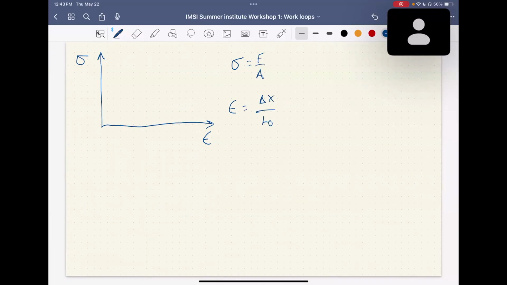And so in this case, if we have stress times strain integrated together, we would get a force over an area times a delta X over L naught. And if we look at that, this product up here is the net work.